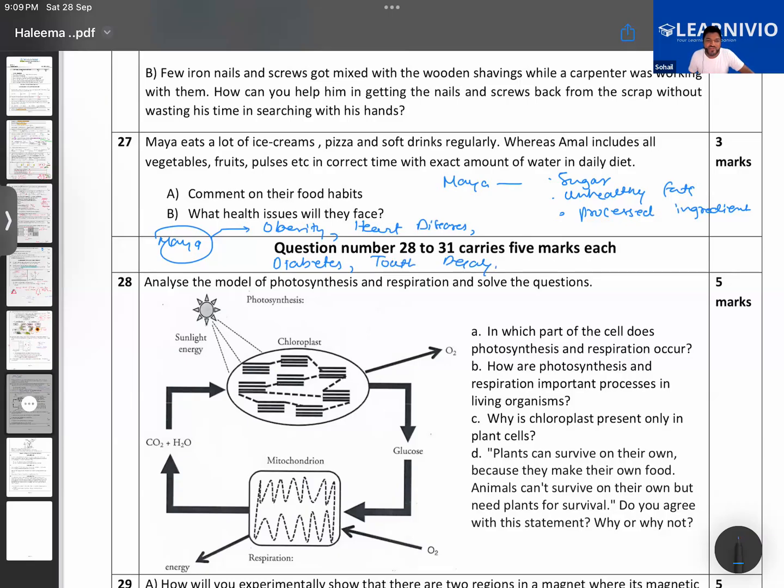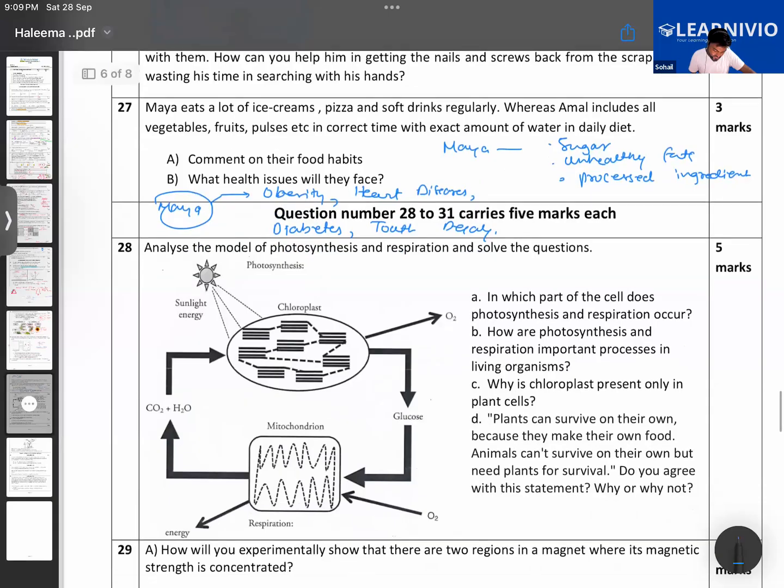While in the case of Amal's health, he's less likely to face the health problems associated with this kind of food. His diet is balanced, right? And it's rich in nutrients. So this diet is going to promote his health. That is the case. Hope that is clear.